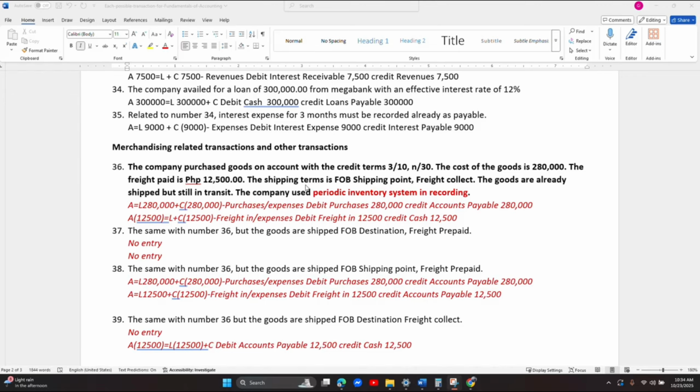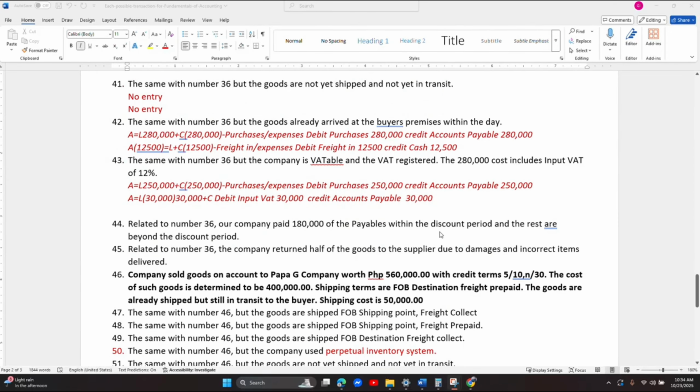The goods are already in transit, FOB shipping point freight collect, periodic inventory system, credit terms 3, 10, 30. That means when we pay within the discount period of 10 days, we're going to enjoy a 3% discount, and the cost of the goods is 280,000. You have to remember that. Now let's go to number 44.